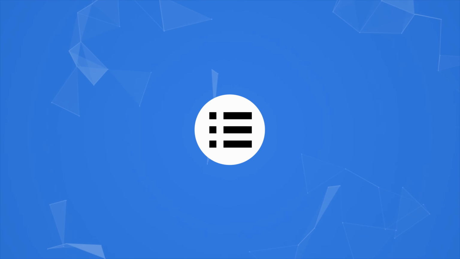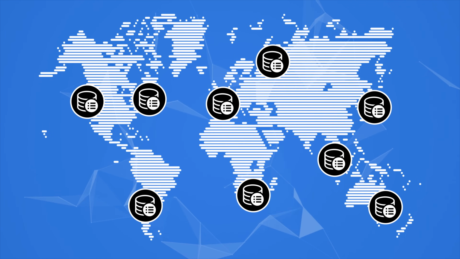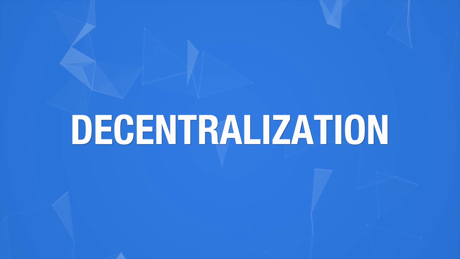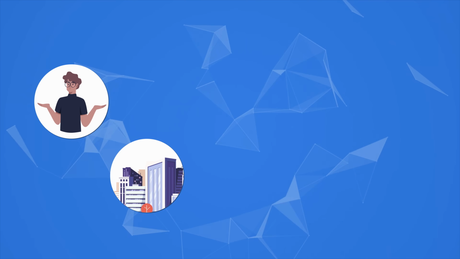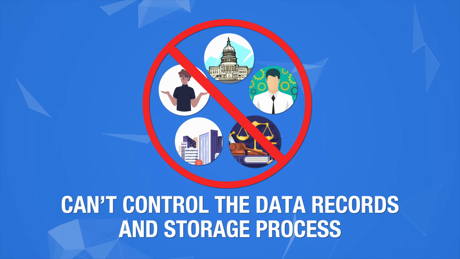The word decentralization with regard to blockchain is twofold. 1, it means that the data is recorded and stored on multiple devices in multiple locations around the world, as opposed to one central place. And 2, decentralization also means that no one person, company, government, authority, or entity controls the data and record storage process.